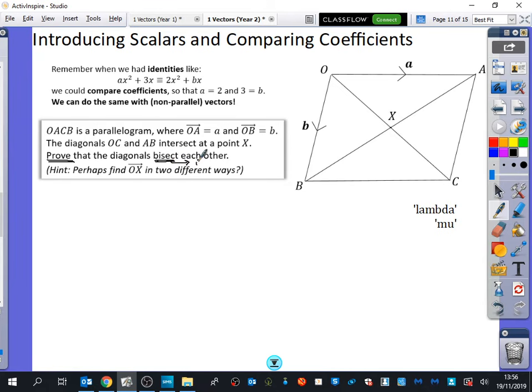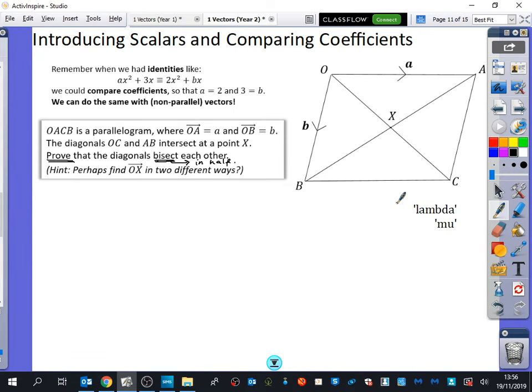It's going to be exactly in half, okay? And the strategy that we use is we try and find out the vector OX in two different ways and then compare the coefficients. We're going to do the same thing in 3D in a second. So everything I'm doing here, I want you to think about how that's going to then relate to what we do in the next part, okay? Before we get started, I've written down these two words here, lambda and mu. Have we seen those letters before?